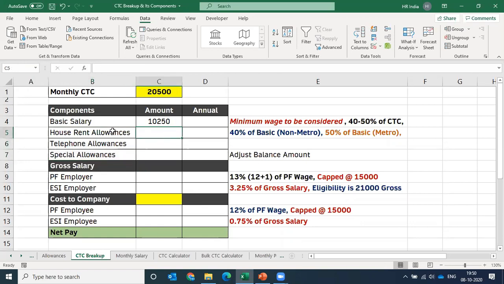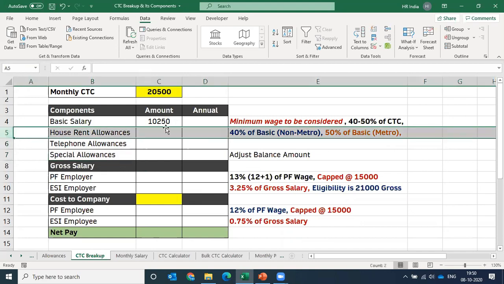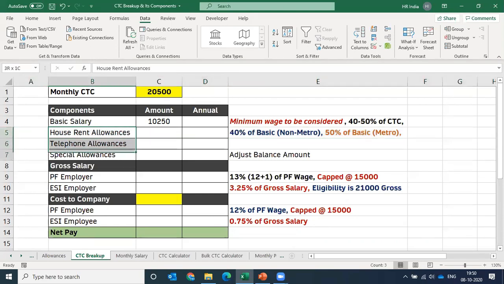Now, like I said during the presentation, at the time of fixation of allowances, always check the tax applicability of those allowances. You should always try that these allowances should be either completely tax exempted or partially tax exempted, right? So for an example only, I have taken these three kinds of allowances. These are house rent allowance, telephone allowance, special allowance.